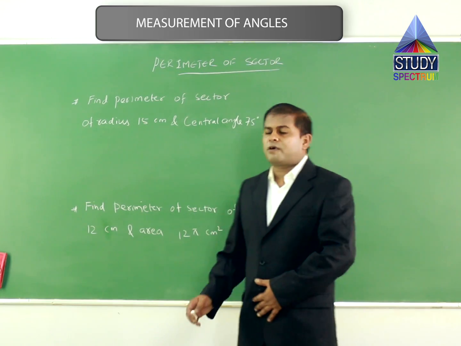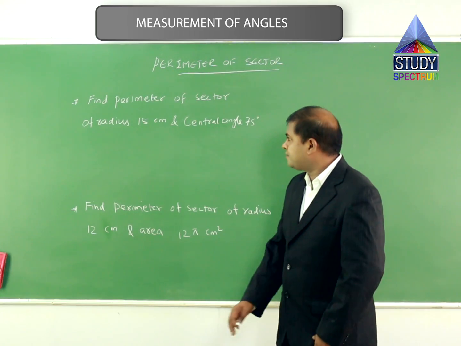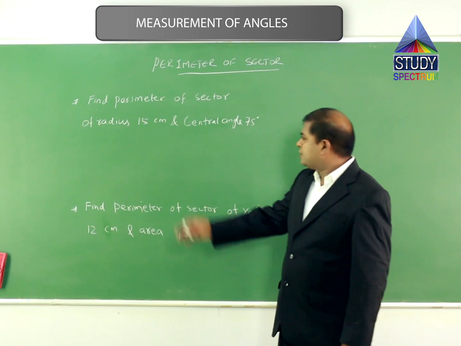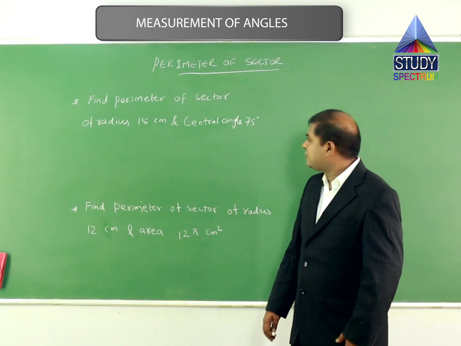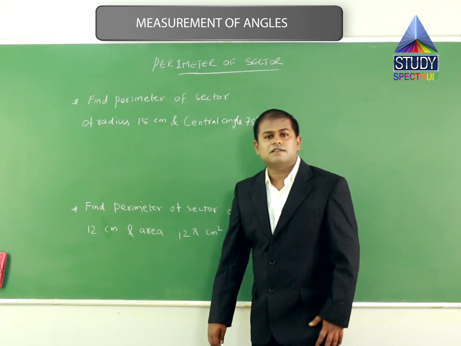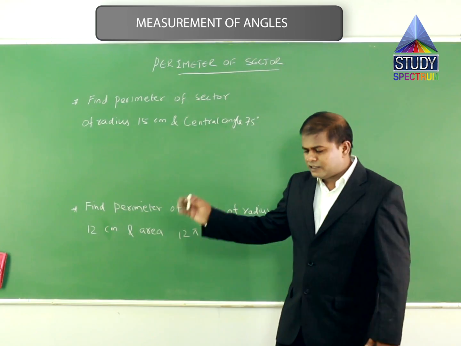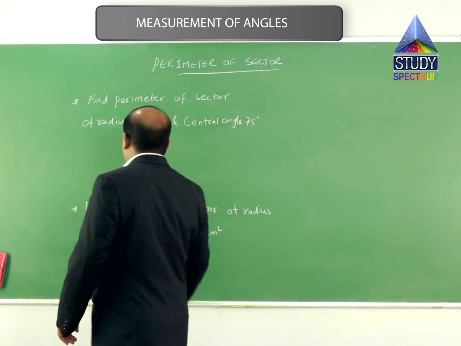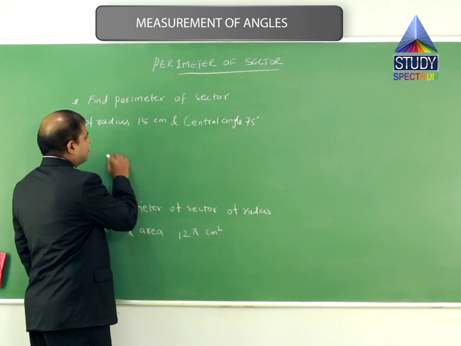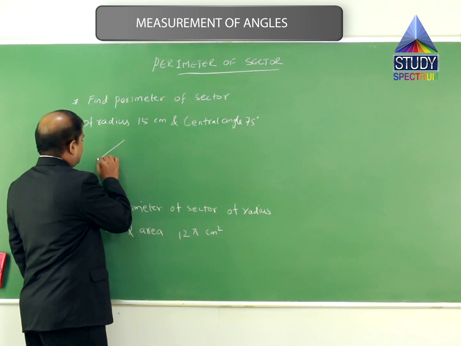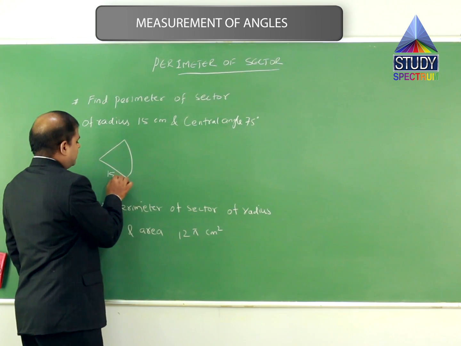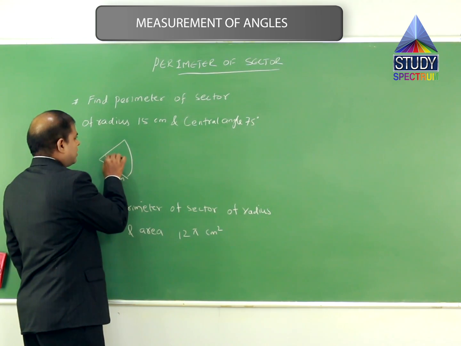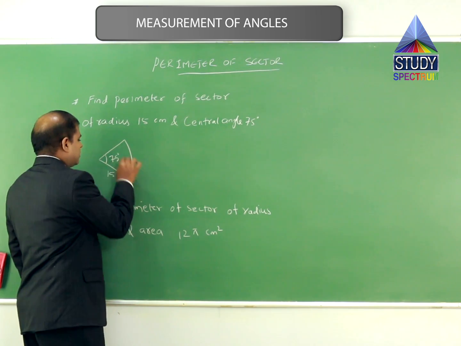So let's solve some problems based on perimeter of sector. Here I've written two questions. The first one: find perimeter of sector of radius 15 cm and central angle 75 degrees. It's an easy sum, direct substitution based. So I'll draw a supporting figure here. There is a sector of radius 15 cm and central angle is 75 degrees.